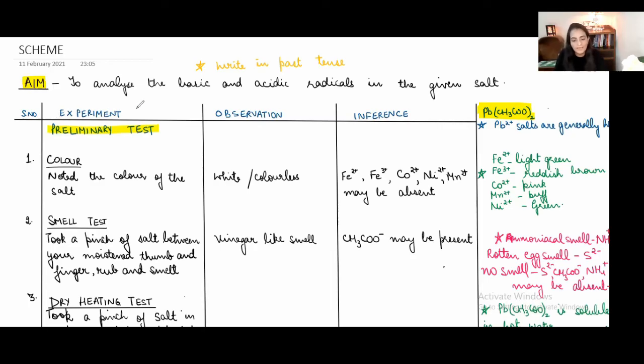So starting with headings, your copy will already have this division: experiment, observation, and inference. So the first category is going to be preliminary tests, and we also call this physical examination. Under this category, we just look at the salt and look for some observations like color, smell, etc. And these are not considered as confirmed evidence. This just gives us an idea, a track, of what all ions may be present.